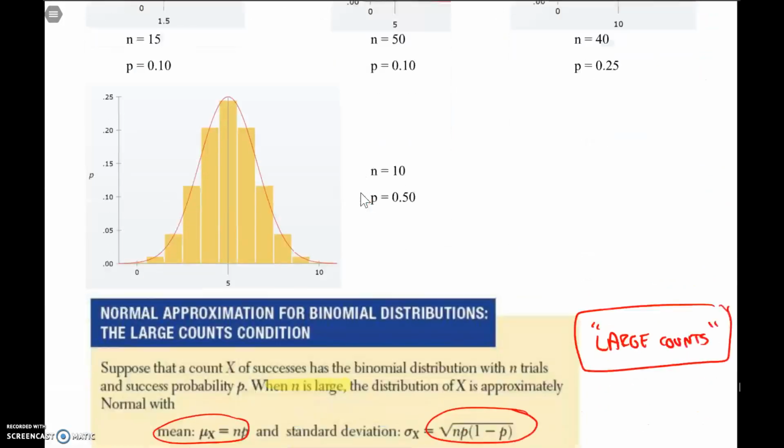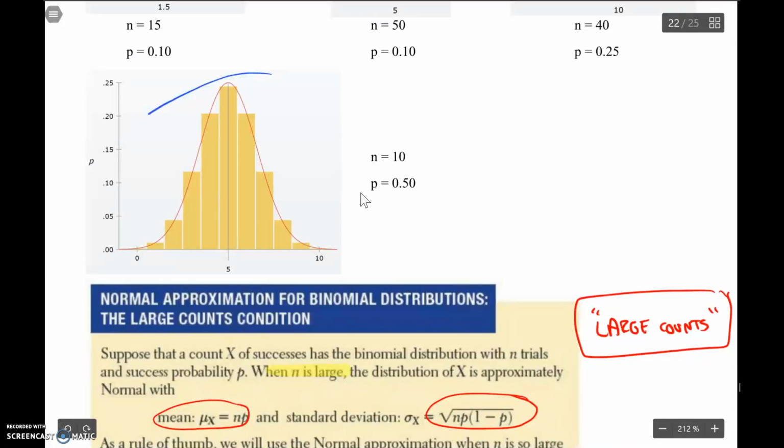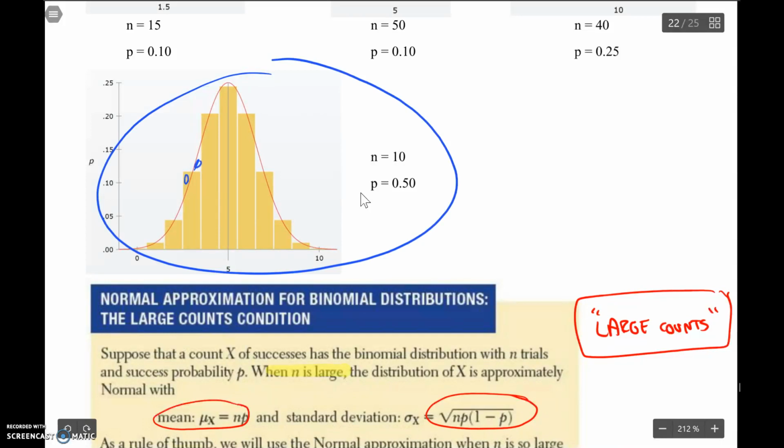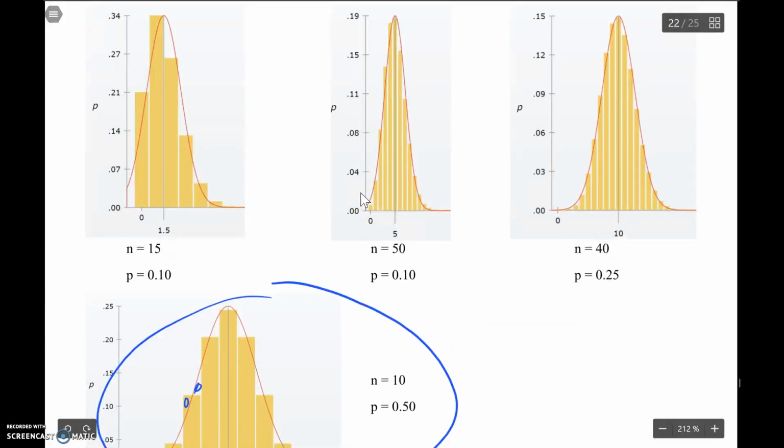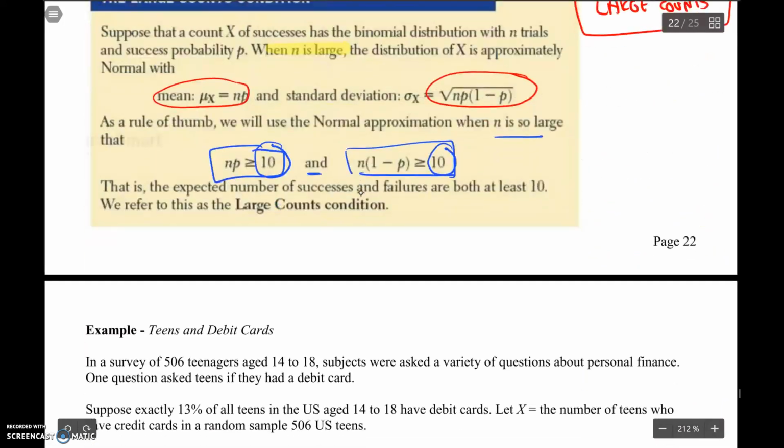That's stuff like this. And it would also be things like this. This is symmetric, but with the gaps and the holes and the overlaps, it's too chunky for the normal model to give me good approximations. Okay? So we want those spaces to be minimal. That's what the large counts condition does. And it'll also control whether it's skewed or not. It'll prevent that from happening.